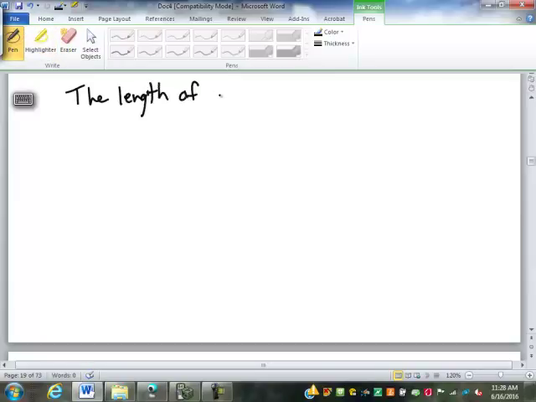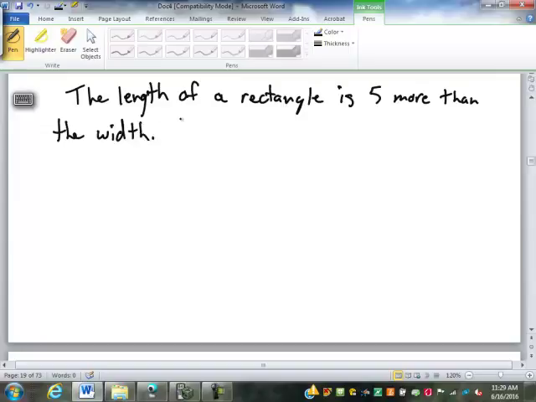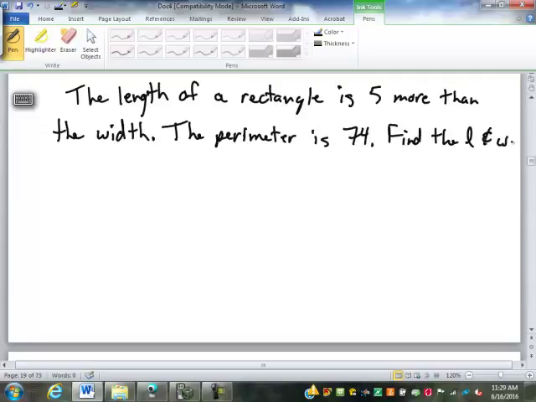So let's say the length of a rectangle is 5 more than the width. The perimeter is 74. Find the length and the width.